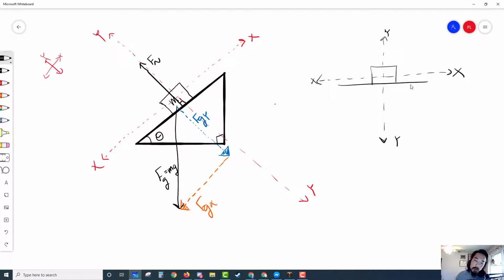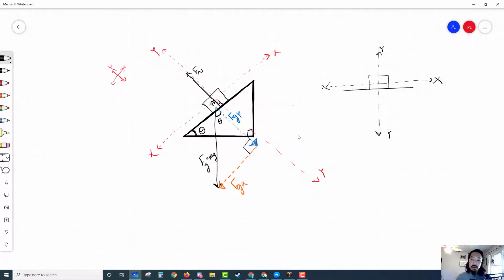Just as a reminder, this right here is 90 degrees. And this right here, between the object's surface, FGY and F of G, that is theta. That is the same angle as the angle of inclination. These two angles are the same, thanks to our math rules. So a couple of tidbits that I want to point out. Right down on your paper, you should have something that looks like this.